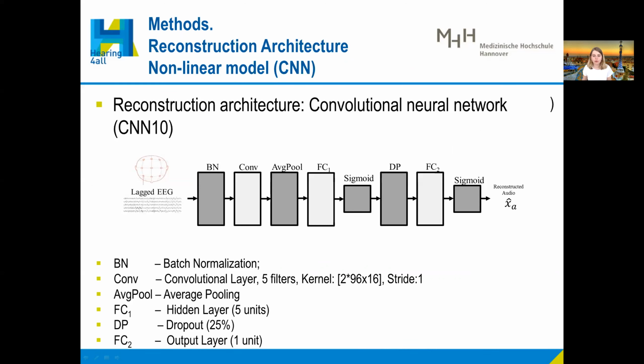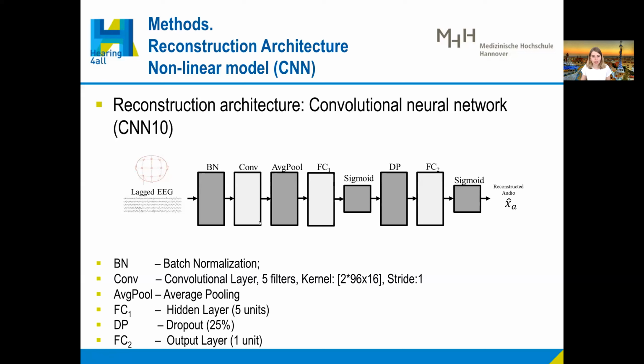The second type of architecture which we implemented was a convolutional neural network. As an input, we also used logged EEG and batch normalization before the first input layer. The first input layer is a convolutional layer with 5 filters, so 5 units, and with kernel size 2 by 96, which covers a log window, and by 16 samples. Stride length was set to 1.